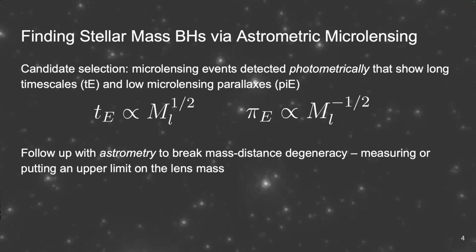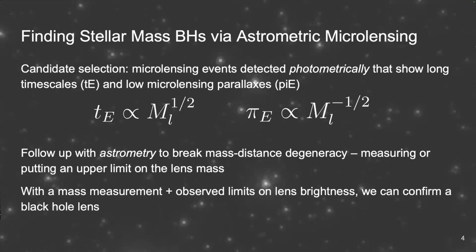And so we pick these best candidate events for a high mass lens, then follow them up with astrometry in order to try to break the mass distance degeneracy that you get from photometry alone. And so with the added astrometry, we have the goal of measuring the mass of the lens. But if we don't get a detectable astrometric signal, we can at least put an upper limit on what the mass of that lens could be. And so this is a lot like what Kemi was talking about earlier with his white dwarf, which is that if we have a mass measurement and we have observed limits on the lens's brightness, then we might be able to confirm that the lens is in fact a black hole.